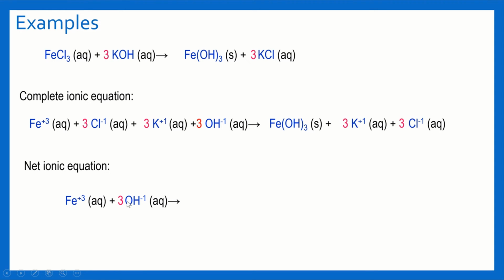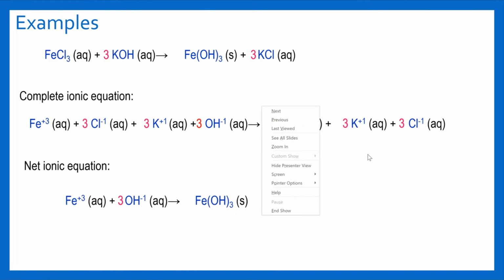Make sure you keep that 3 there with them. And so iron plus 3 hydroxide ions are going to react to form solid iron hydroxide. And this is our net ionic equation. So yes, we did have this big gigantic equation up top, but in reality, the only thing that's happening here is our iron ions are reacting with hydroxide ions to form iron 3 hydroxide. And this is our net ionic equation.